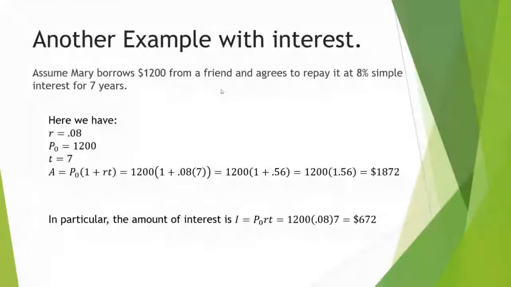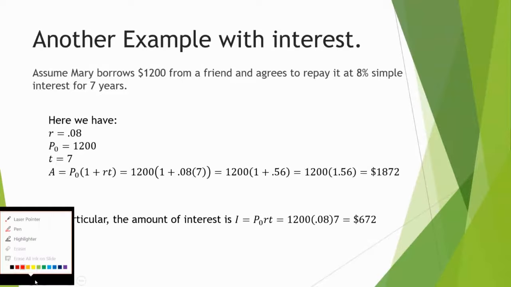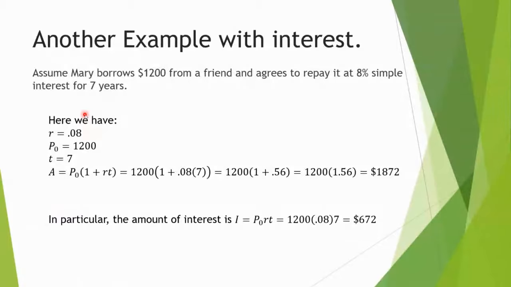But here's another example. Let's suppose now Mary, I don't know who Mary is, but it doesn't matter, borrows $1,200 from a friend. She agrees to repay the friend at 8% simple interest for 7 years. So it's a 7-year loan. The principal, the initial amount, is $1,200. The annual percent rate is 8%.